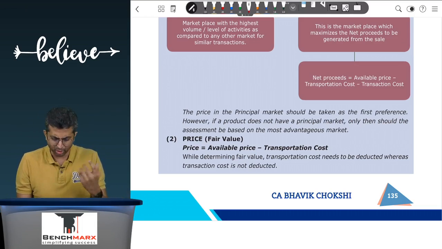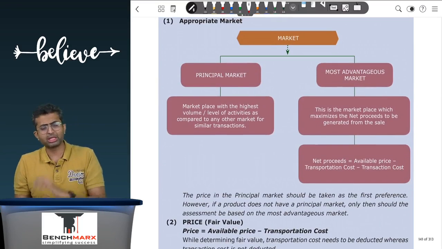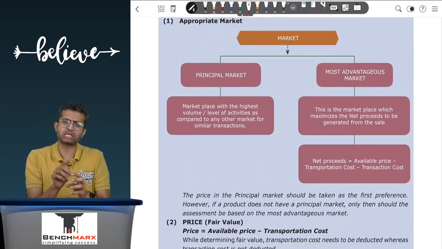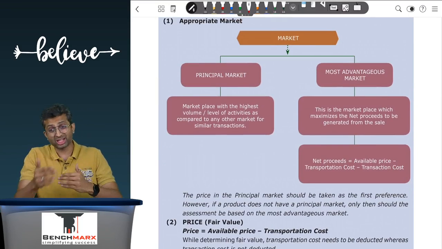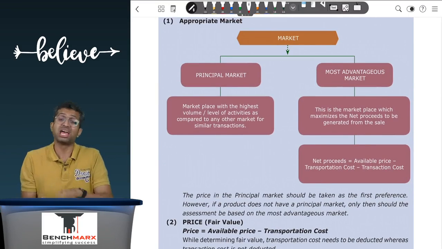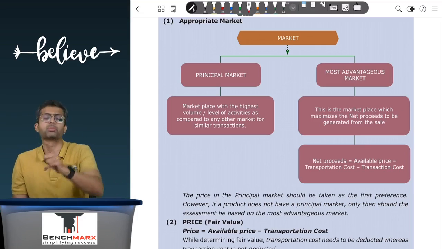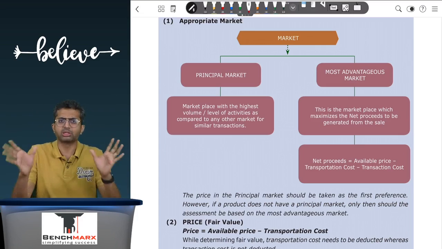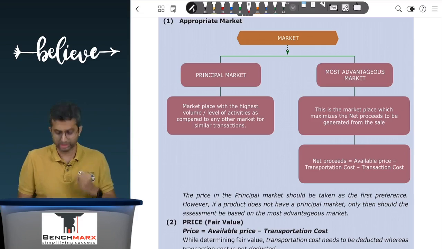So this is a very important point of consideration, and multiple times problems have come where you have been asked to first determine the most advantageous market, where you subtract both transportation and transaction cost, and once that market is determined, you're asked to determine the fair value, where you just subtract the transportation cost and not the transaction cost.